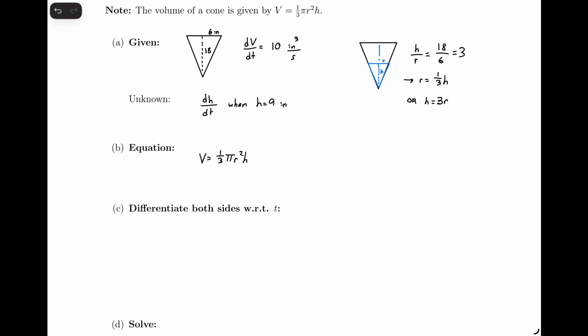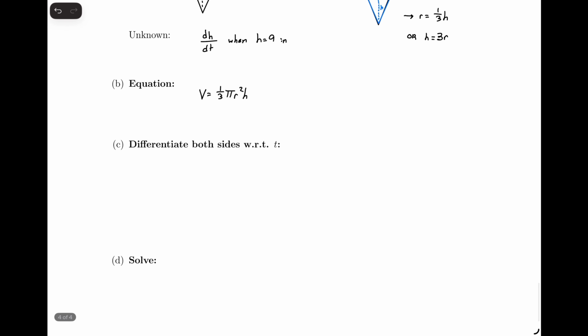So I have two relationships, one h in terms of r and one r in terms of h. And I know that I'm going to be searching for dh/dt, which probably means I want this volume function in terms of h. So I'm going to be using this expression right there, that equation right there. So that means V is equal to 1/3 pi, r is 1/3 h, that quantity squared, times h.